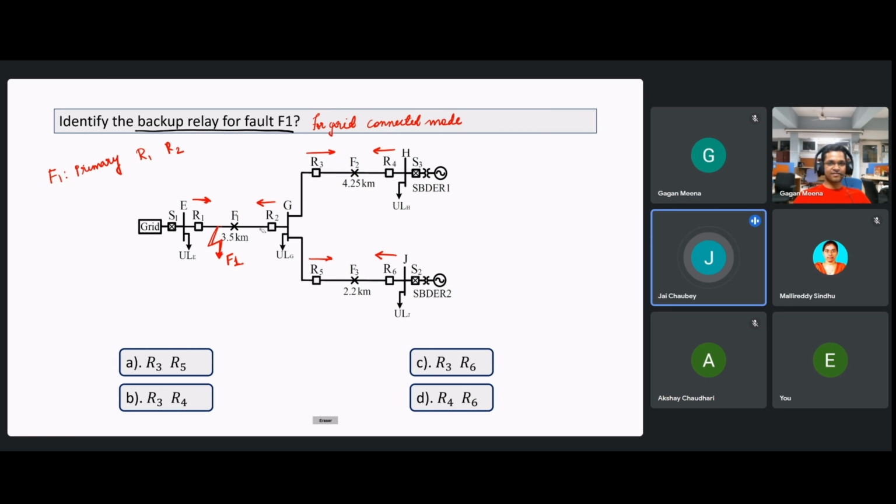And we also have these two sources which are feeding. So they will be backup. For R1 there is no backup, because here we don't have any. It's a very tricky question.